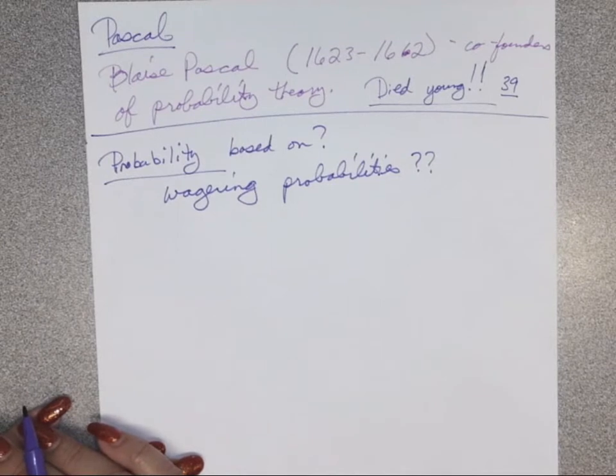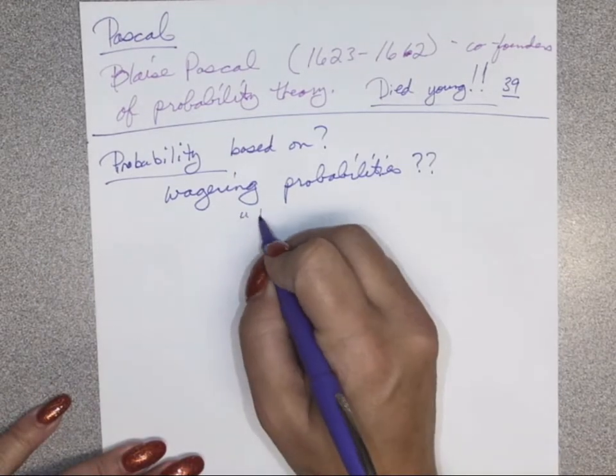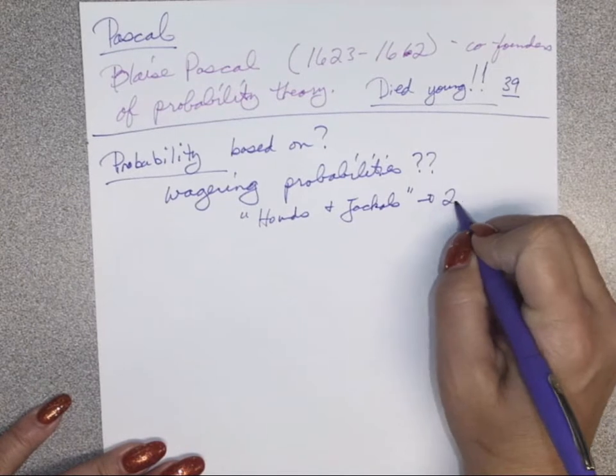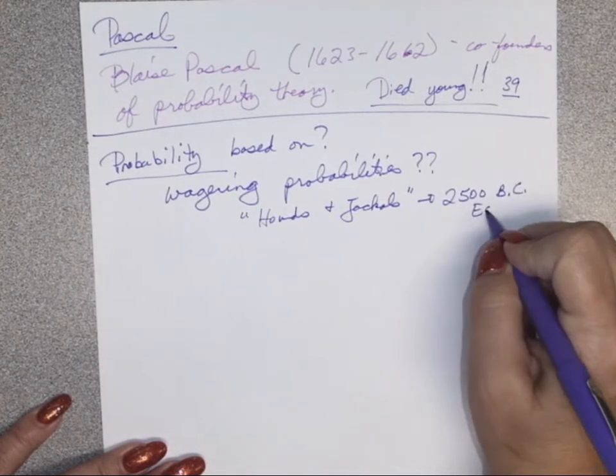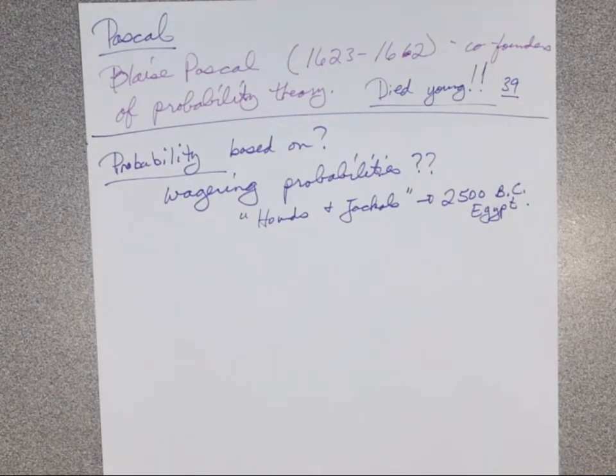Okay, wagering probabilities, that's a lot. Gambling is not new, let's put it that way. There's evidence of people playing games and cards and different things for wagers as far back as the Egyptians. Okay, so like talking 2500 BC, there was a game called Hounds and Jackals. That's what it was called. I have to pull that one out of my head. 2500 BC in Egypt. And here we are in the 1600s, right, AD. So, but people were wagering things and money and whatever on games of chance, basically.